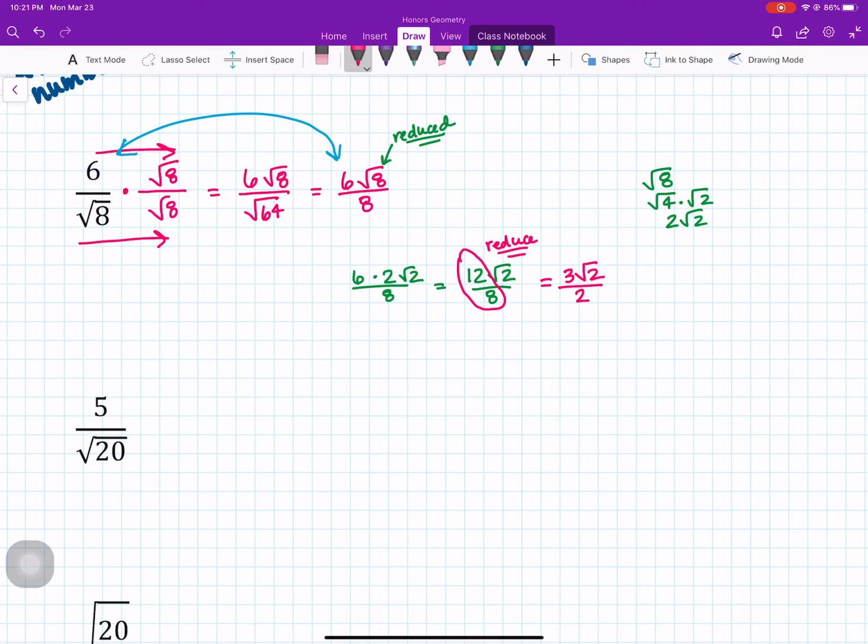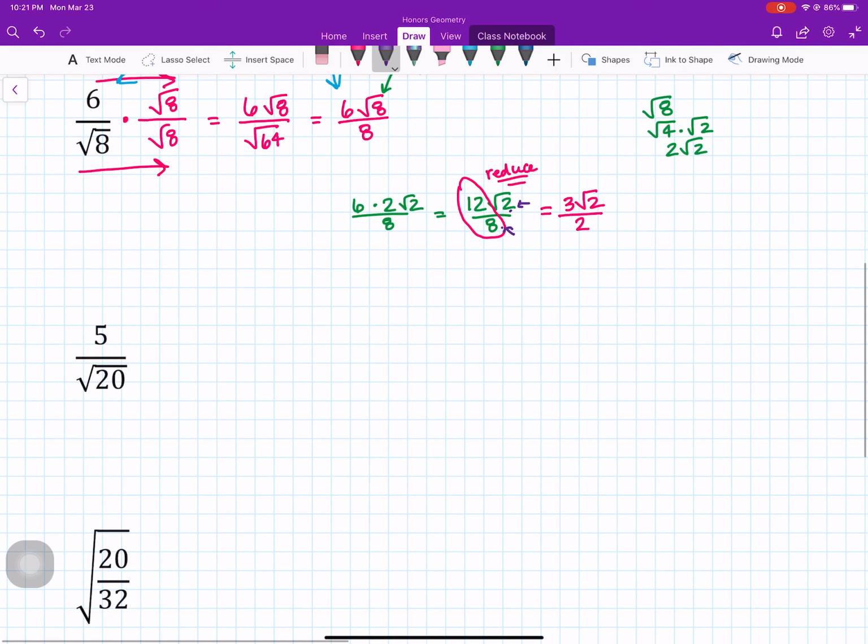Now this brings up an important point that you might want to make a note of. You cannot reduce the radical 2 and the whole number of 8. They're not the same type of number. So if you have whole numbers that are in common, you can reduce the whole numbers. If you have radicals that are in common, you can reduce the radicals, but you can't mix and match. You can't somehow make this 2 reduce that 8. It doesn't work like that. So this is your answer.